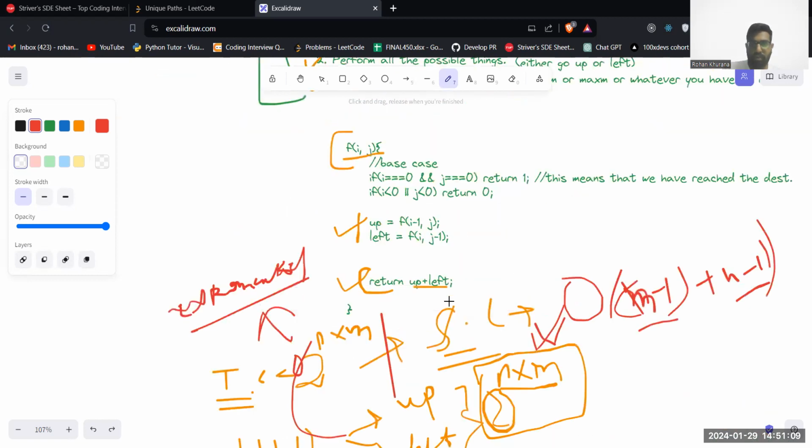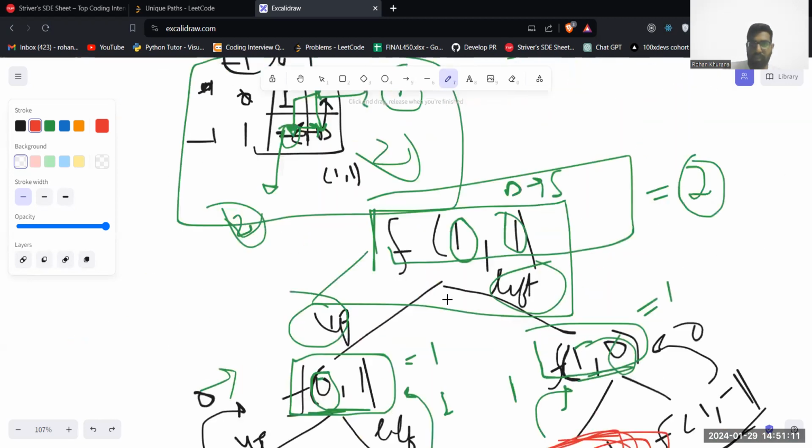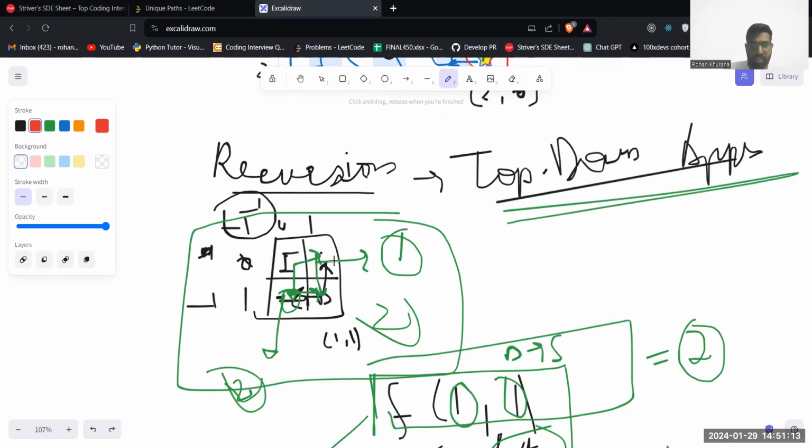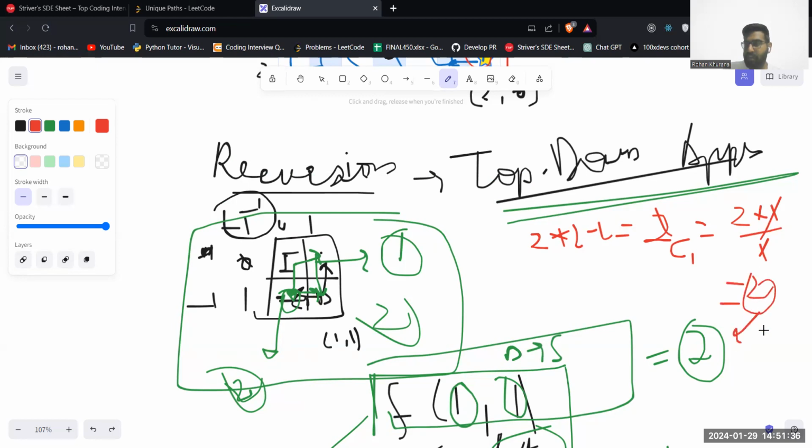We did it for, what was it? It was a 2 cross 2 matrix, right? So 2 plus 2 minus 2. So it is nothing but 2C1. What is 2C1? 2 into 1 upon 1. Is this the same? Yes, it is.